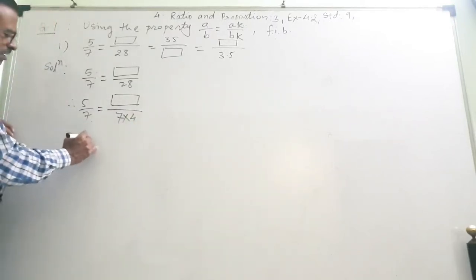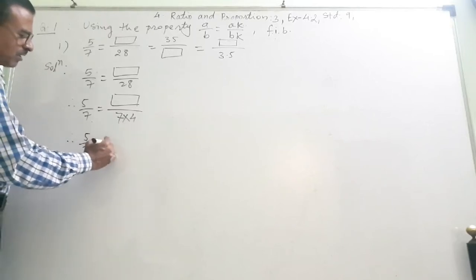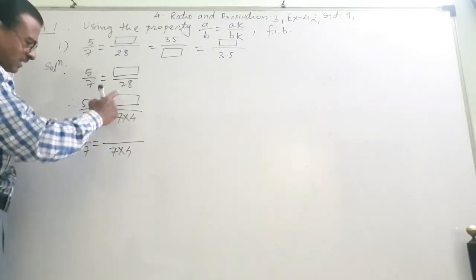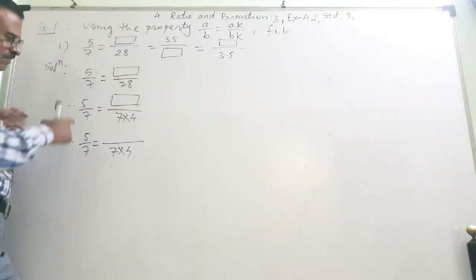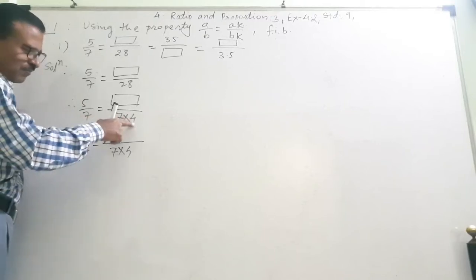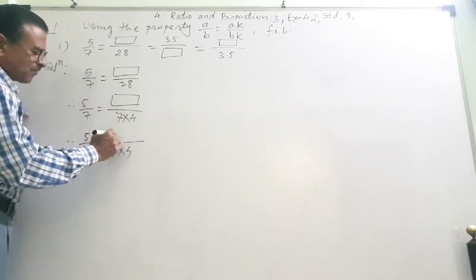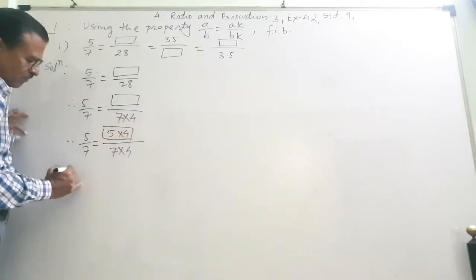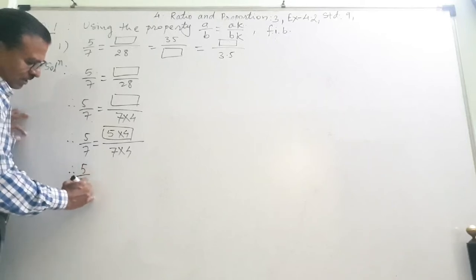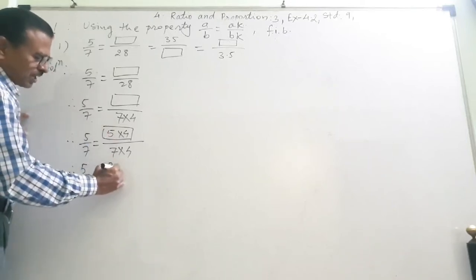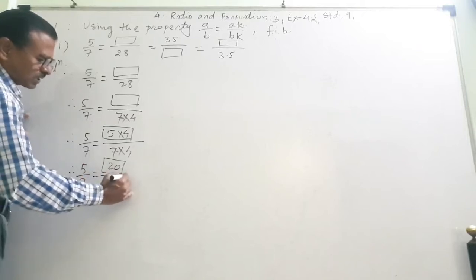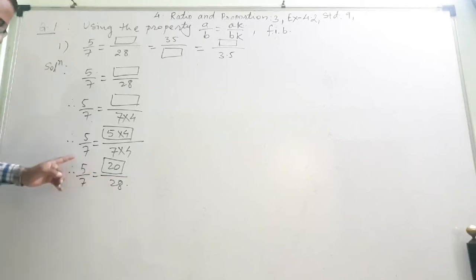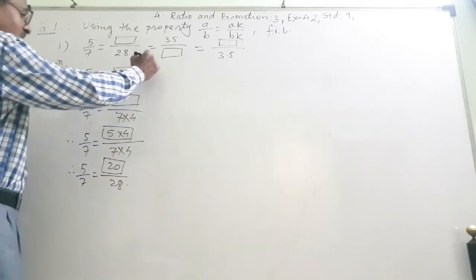So therefore 5 upon 7 is equal to 7 into 4, and this box is how many times? This 7 is multiplied by 4. So here I shall multiply by 5 into 4. Therefore 5 upon 7 is equal to 20 upon 28. Means the denominator is increased 4 times, so numerator also should be increased 4 times.